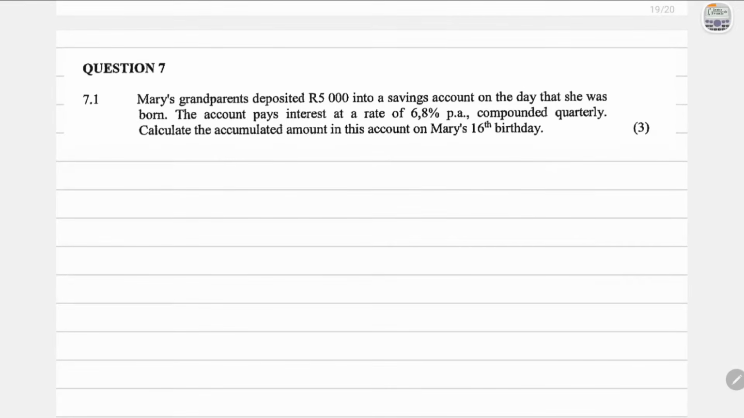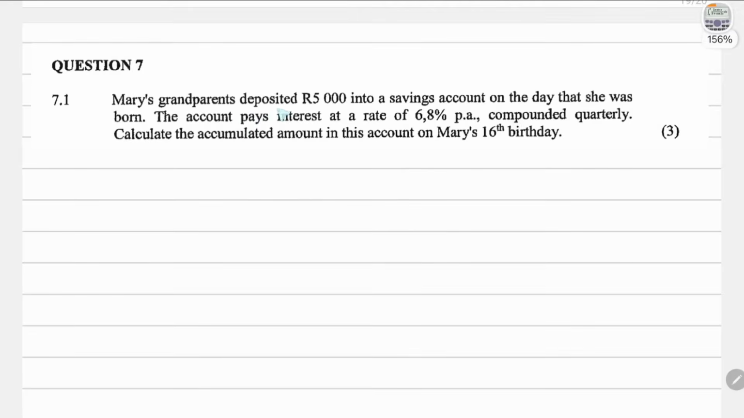Okay, so 7.1 says Mary's grandparents deposited 5,000 into a savings account on the day that she was born. The account pays interest at a rate of 6.8% per annum, compounded quarterly. And then they say calculate the accumulated amount in this account on Mary's 16th birthday.